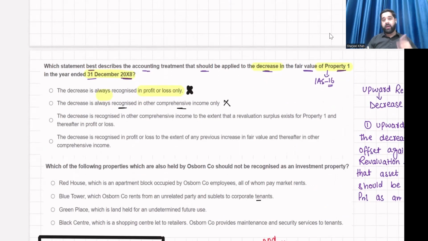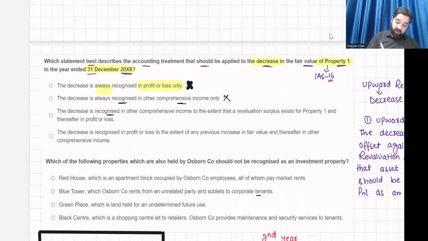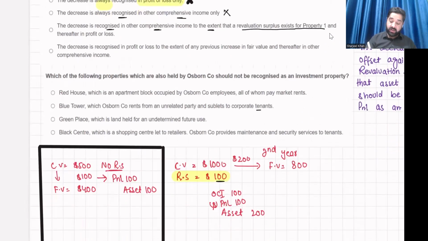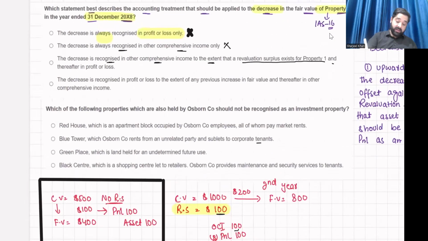No. If any revaluation surplus is present, first it should be offset against that, and the remaining should be charged to profit or loss. The decrease is recognized in other comprehensive income to the extent that a revaluation surplus exists for property one. Yes, up to the extent revaluation surplus is present, $100, and thereafter the remaining in profit or loss. Option C is the correct option. The decrease is recognized in profit or loss to the extent of the previous increase in fair value. No, the decrease should be charged to other comprehensive income, not profit or loss.